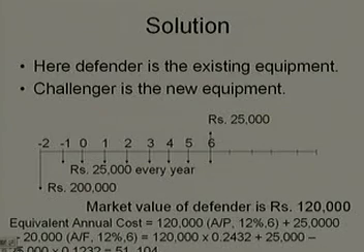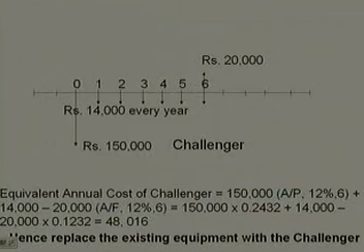So, what I find is that equivalent annual cost is coming to be 51,104. That means, if I continue to use this Defender or the existing equipment, my cost liability on an annual basis is rupees 51,104. Clear? Now, I will go to Challenger. I will draw its cash flow diagram, which will be something like this.